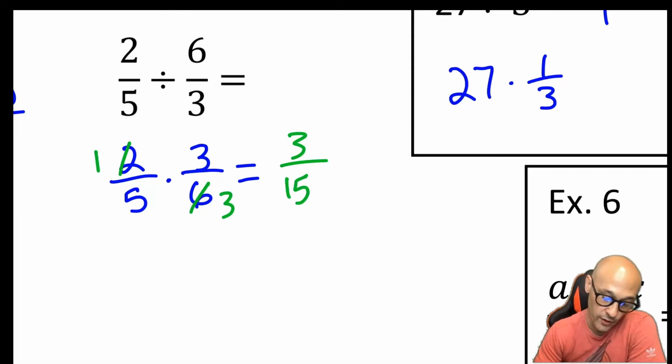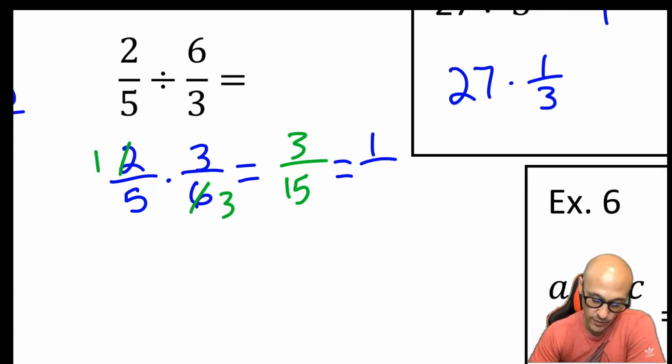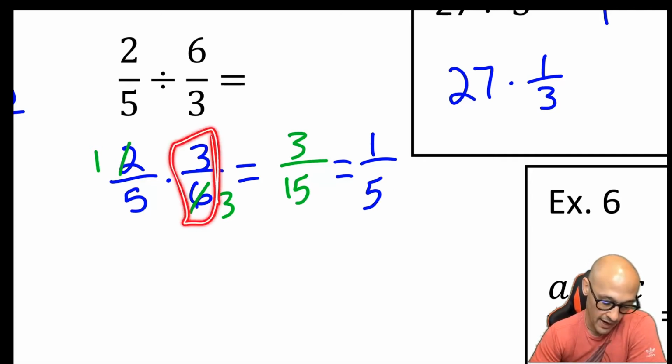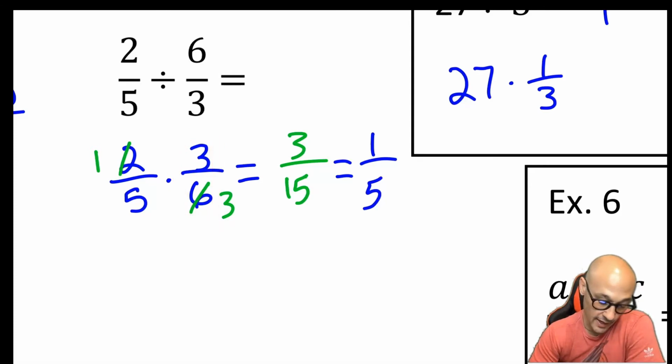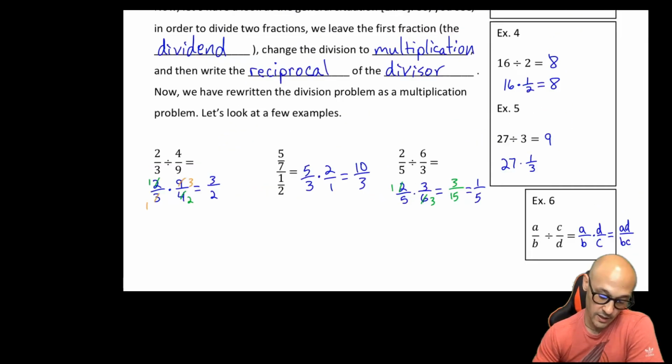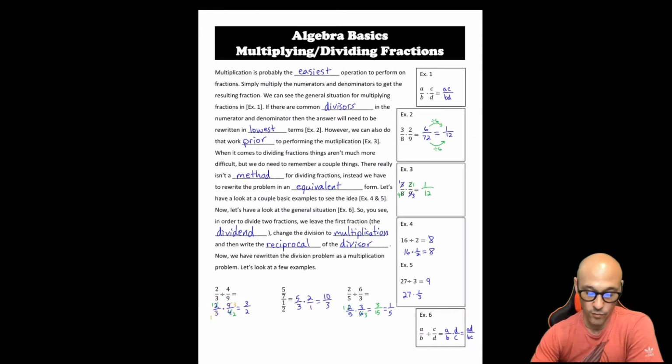Now, both of those are divisible by 3. 3 divided by 3 is 1. 15 divided by 3 is 5. So what I could have noticed right here, I could have rewritten that as 1/2. And I could have rewritten this as 1 over 1, really. Once it was 3 over 3, I could have said, oh, that's just 1. All right, and that is it for multiplying and dividing fractions.